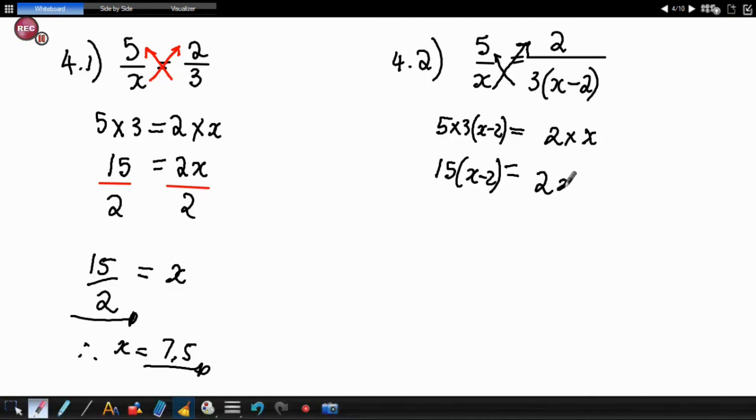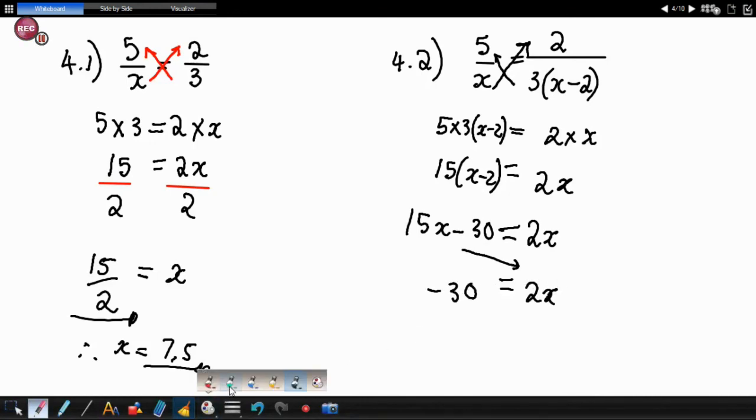and then this on this side will just be 2x, equal to 15 times x will give you 15x, 15 times negative 2, which will give you minus 30. Then you have 2x equal to, then what I decide to do is I'm going to take the 15 to this side, okay? So I'll be left with negative 30 here. I'll have 2x, and that 15 will be minus 15.